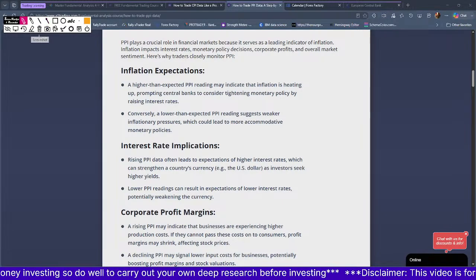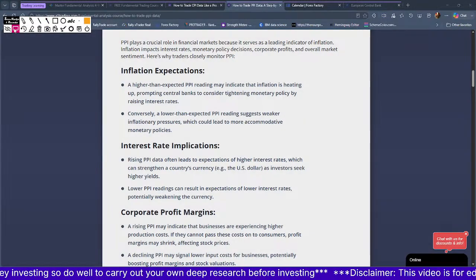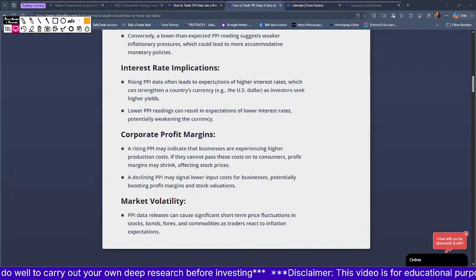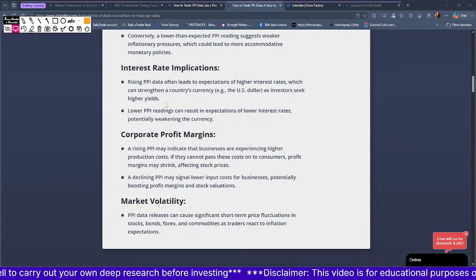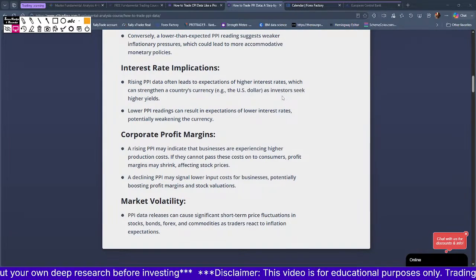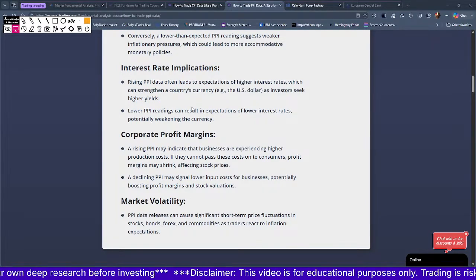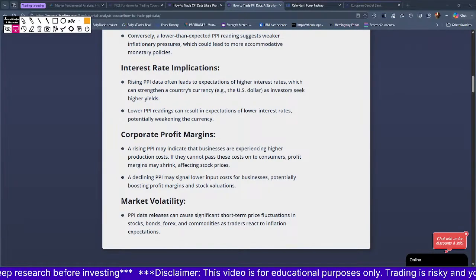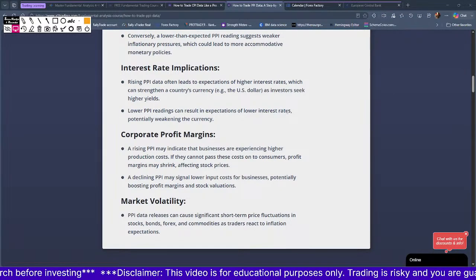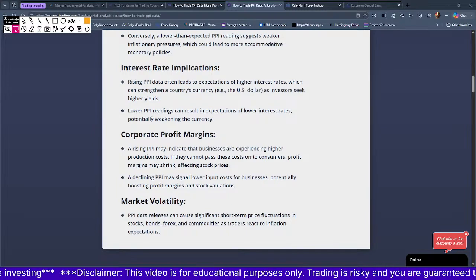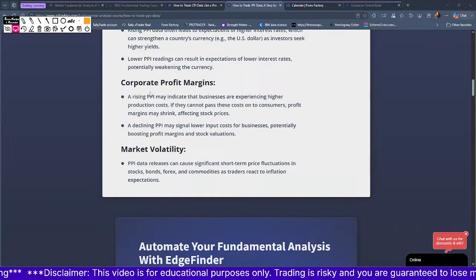So, interest rate implications. Rising PPI data often leads to expectations of higher interest rates, which strengthens an economy's currency as investors seek higher yield. Financial investors. A lower PPI reading can result in lower expectations of interest rates, potentially weakening the currency.